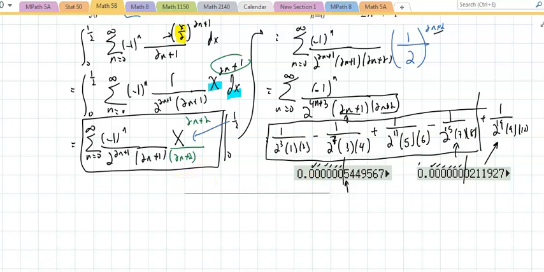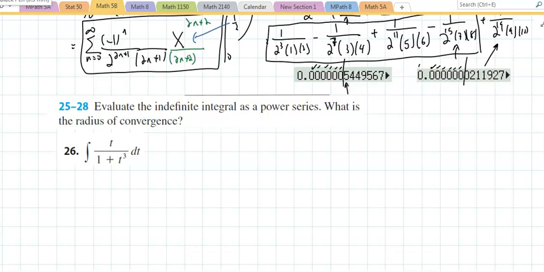All right? 26 is next. It says evaluate the indefinite integral as a power series. What is the radius of convergence? Well, I'm looking at 1 over 1 plus t cubed. I know that is the series n equals 0 to infinity of negative t cubed to the n.